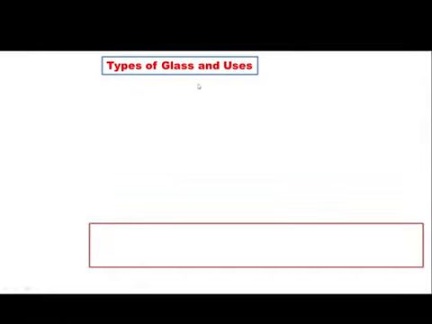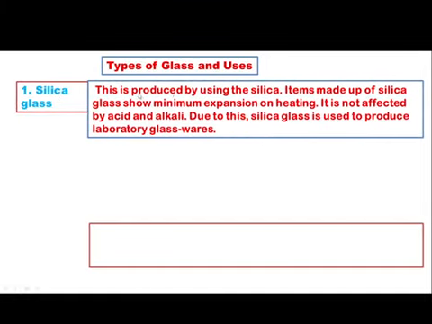Types of glass and uses. First, silica glass. This is produced by using silica. Items made of silica glass show minimum expansion on heating. It is not affected by acid and alkali. Due to this, silica glass is used to produce laboratory glassware.